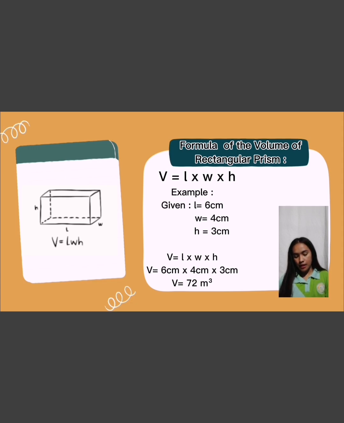So first, let us write the formula of rectangular prism, which is volume is equals to length times width times height, and then the given, which is the length is 6 centimeter, and the width is 4 centimeter, and the height will be 3 centimeter. So the answer will be, wait, so 6 times 4 is 24, times 3 is 72, and don't forget to copy the unit, which is cubic centimeter.